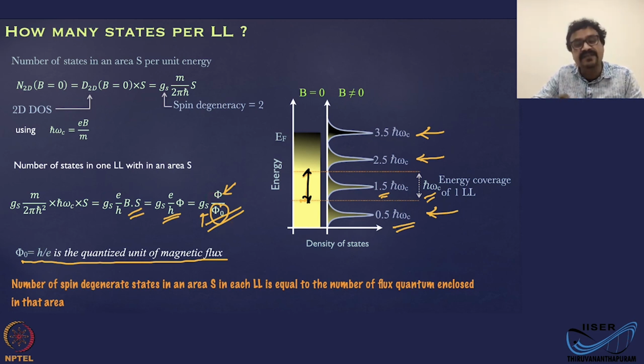All this says is that the number of states in an area S in each Landau level is equal to the number of flux quanta enclosed in that area. But now you know that the flux quanta enclosed between every Landau level should be the same because the area between every Landau level is the same, that we have seen in the previous class. So the take-home message here is that the number of spin degenerate states in an area in each Landau level is equal to the number of flux quanta enclosed in that area.